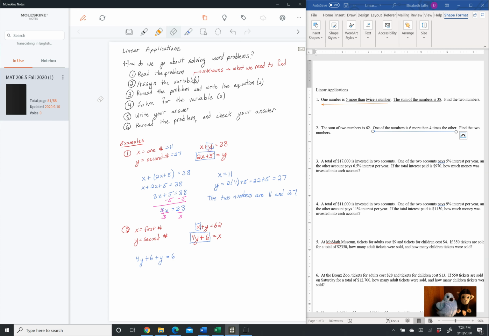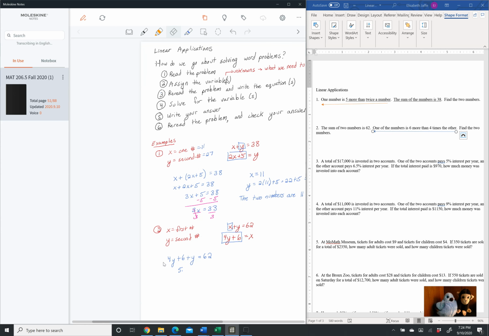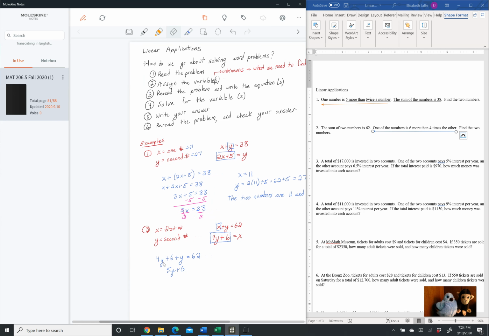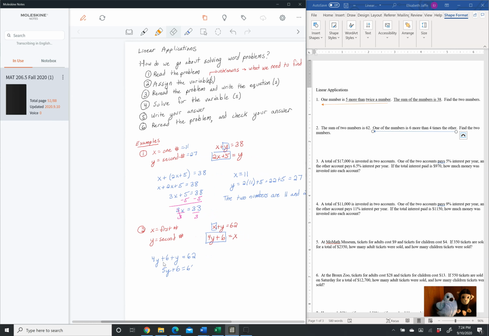You don't need the parentheses. If you want to put them in the beginning, just so that you see that that's what replaced x, that's fine. But it's the very first thing in the equation, and everything is addition. So it's absolutely fine not to put parentheses in. Okay, now it's just a matter of combining like terms. We have 4y and y. So we have 5y plus 6 is equal to 62.